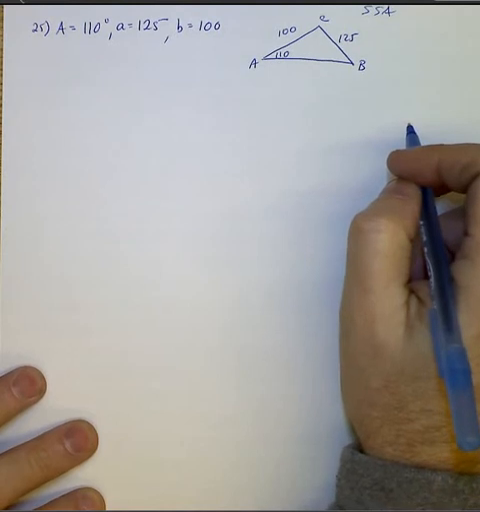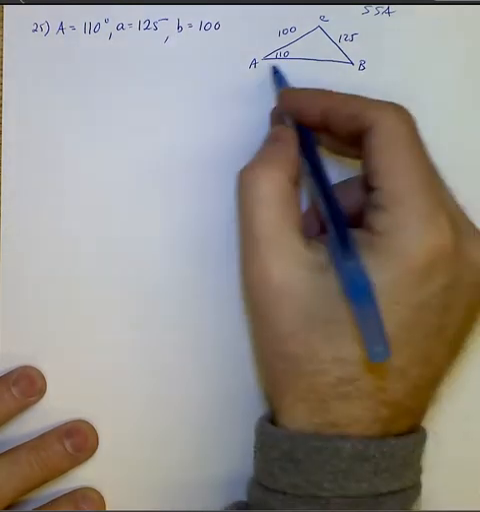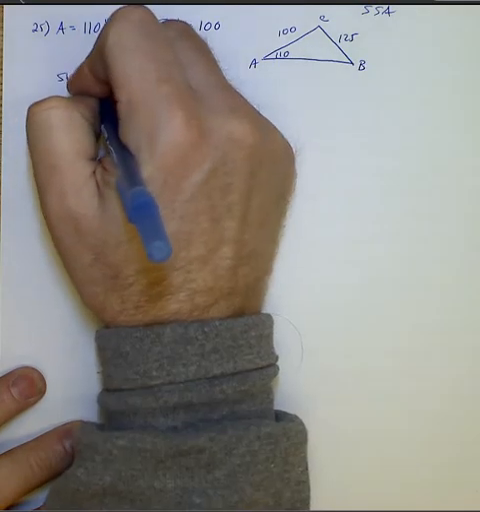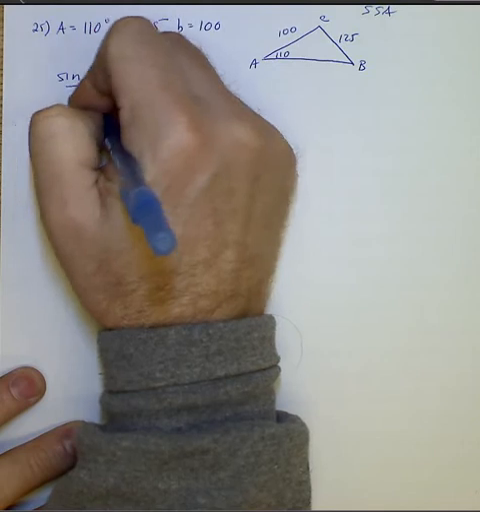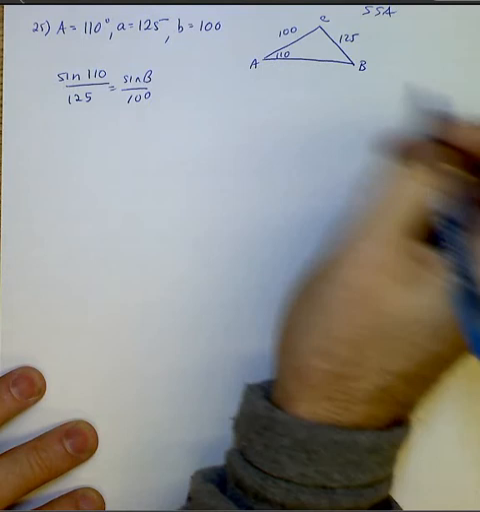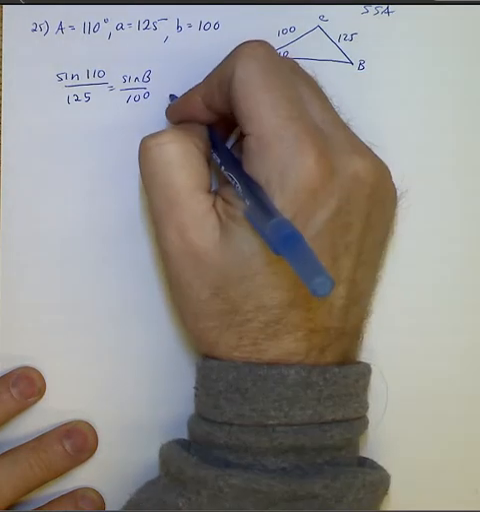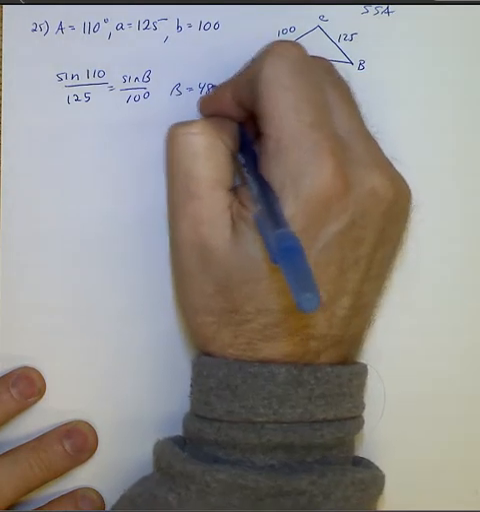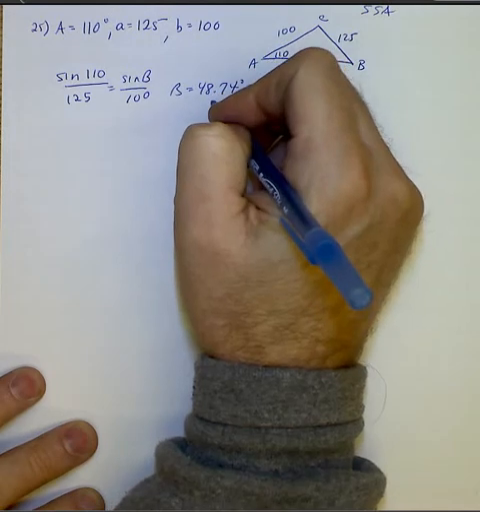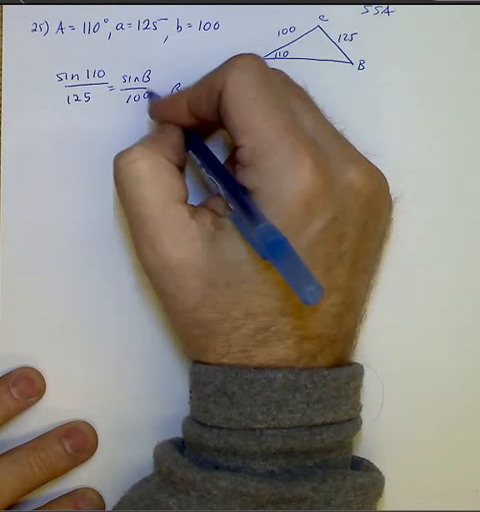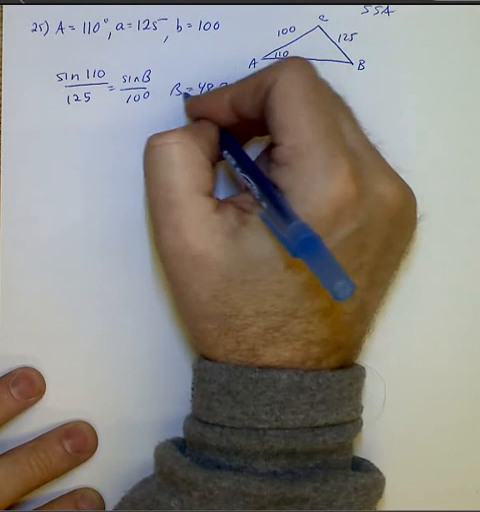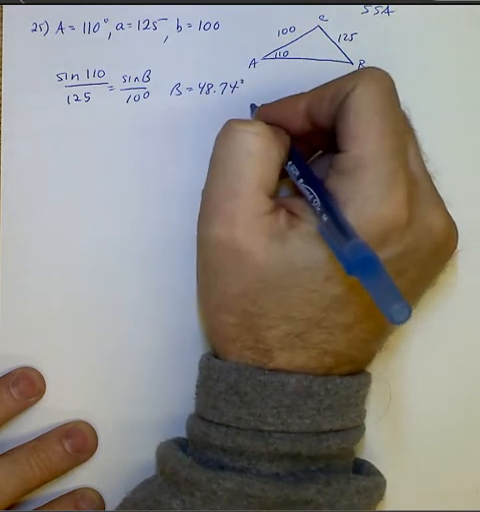So the first thing we do is we run the law of sines against this angle and the opposite side. So the sine of 110 over 125 equals the sine of B over 100. And when you put that in your calculator, you'll get B is a valid angle at 48.74 degrees. So we know it's not the no solution case because we did get a valid sine here. The sine of B is between -1 and 1, and therefore B is 48.74. So we're either dealing with one triangle or two triangles.